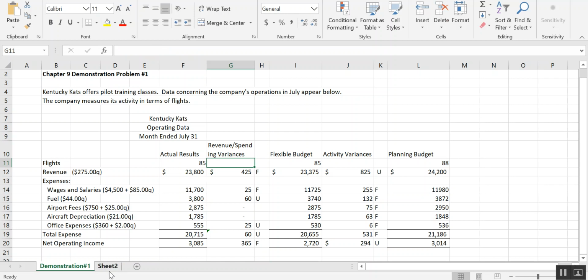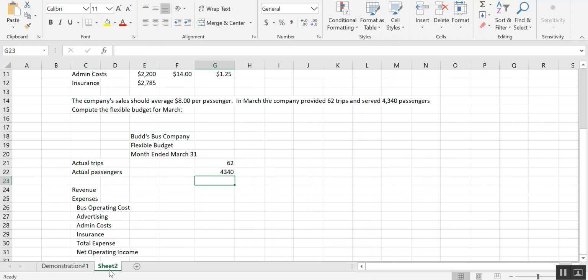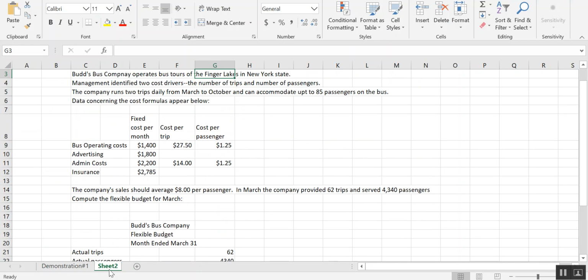Okay. The last thing I want to show you in this video is this number 2 demonstration problem where it says Bud's Bus Company operates bus tours of the Finger Lakes in New York State. Management identified 2 cost drivers that are involved. The first one is the number of trips, and the second one is the number of passengers. The company runs 2 trips every day from March to October and can accommodate up to 85 passengers on the bus. Data concerning the cost formulas appear below.